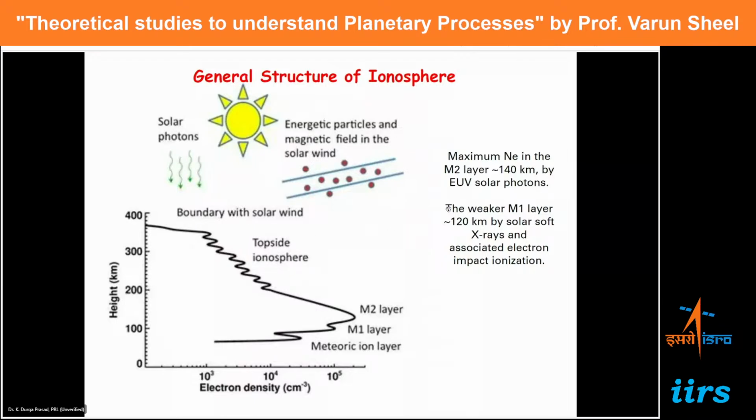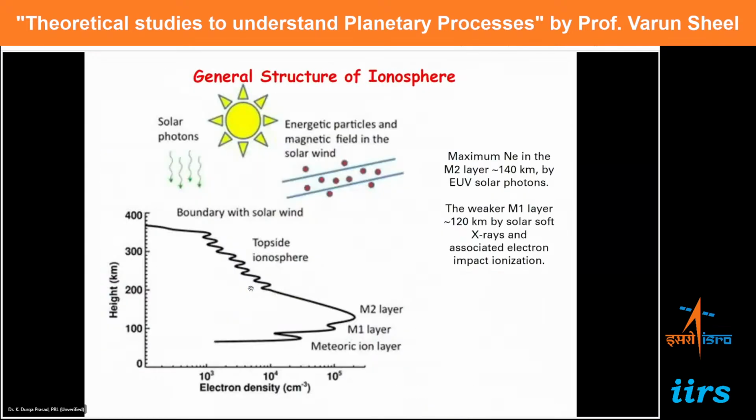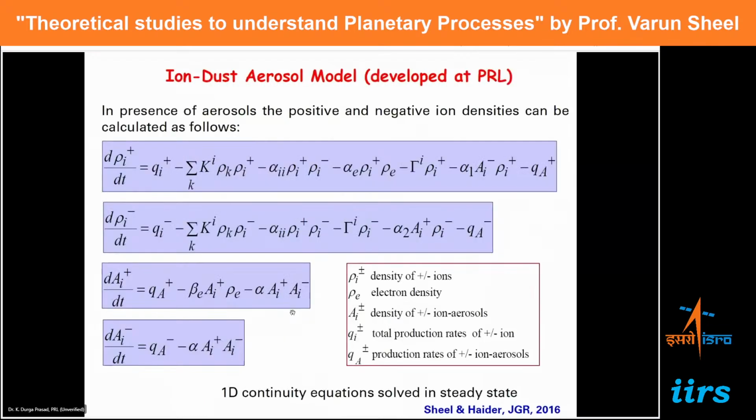The maximum electron density is in the M2 layer, which is produced by extreme ultraviolet solar photons. The M1 layer is produced by solar soft X-rays and associated electron impact. So you can have these kinds of ionospheric structures, which you can see on Mars, and you can have one meteoric ion layer. Then how do you reproduce such things? That can be done using models. This is just a single observation. To understand the background phenomena behind such an observation, you need to do modeling.